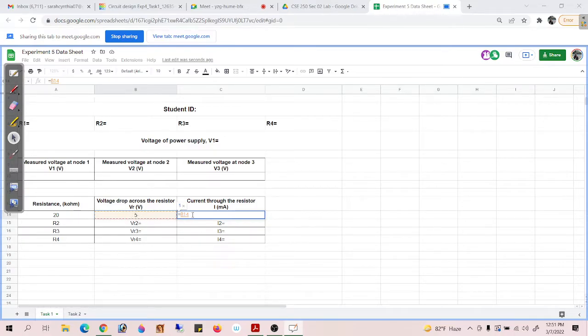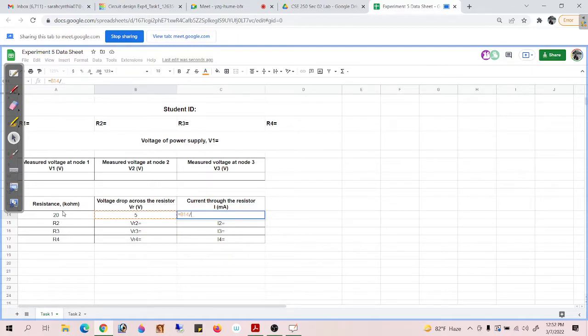Okay, so this is basically B4, and then I have to divide this voltage with the resistance, so I have to put a slash sign over here. Is it showing though? Now this sign or symbol, the slash sign, basically represents division.